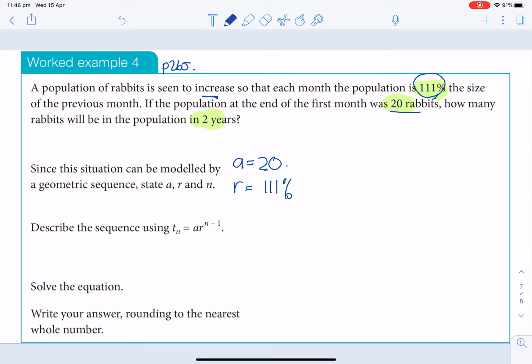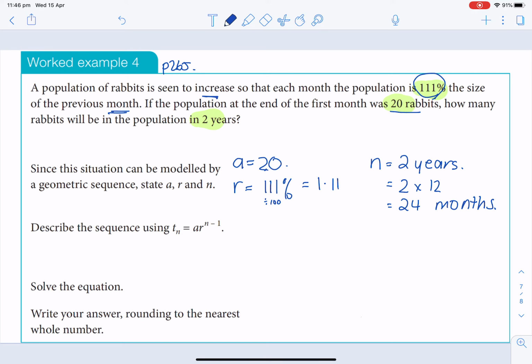So I have 111% as my R value, but I am going to be working in decimals, not in percentages. So if I divide that by 100, I get 1.11, which is my R value. And my n value is 2 years, but we're talking months. So I need to multiply that by 12 to get my 24 months.